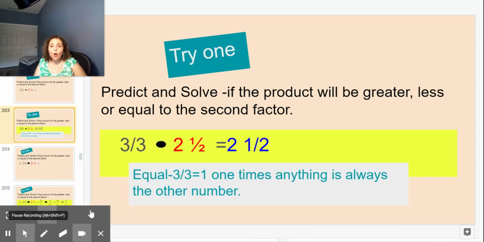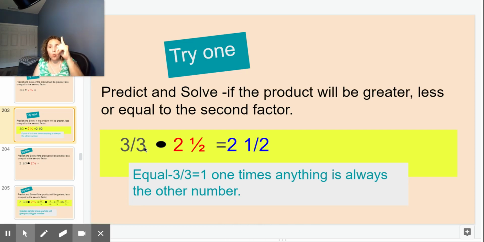All right, so hopefully you said equal, right? Because 3 over 3 is the same thing. 3 divided by 3 is 1. So you're multiplying by 1. So anytime you multiply by 1, it's going to be the same number unless you're multiplying by 0, right? So hopefully you said equal because anytime you multiply by 1, it's the other number. So it's 2.5. So they are equal.